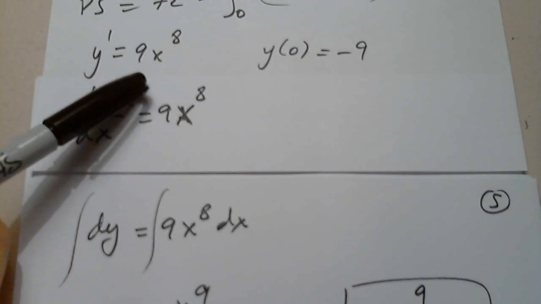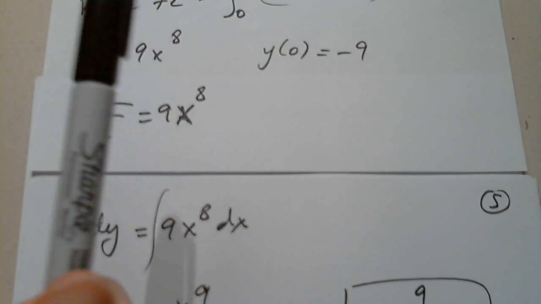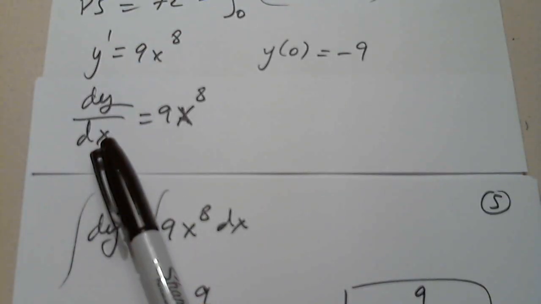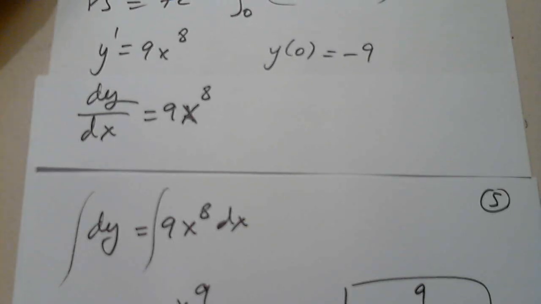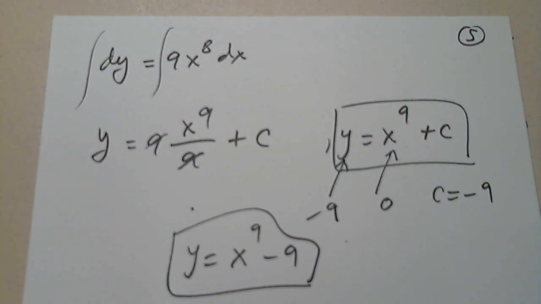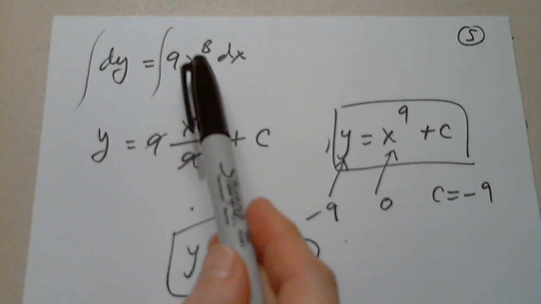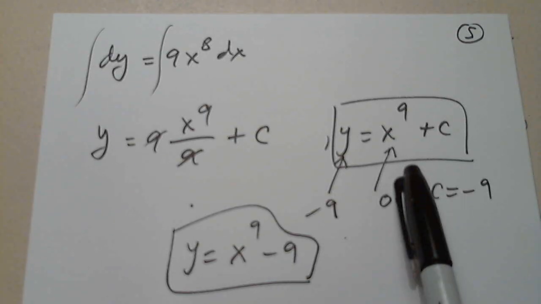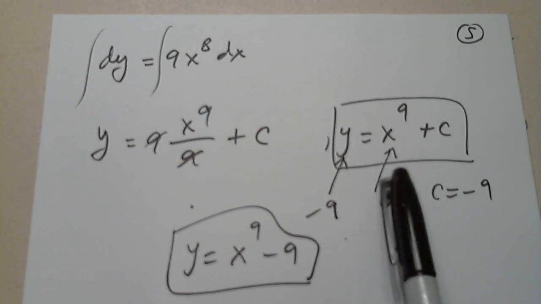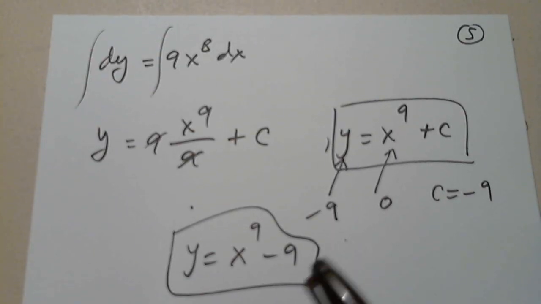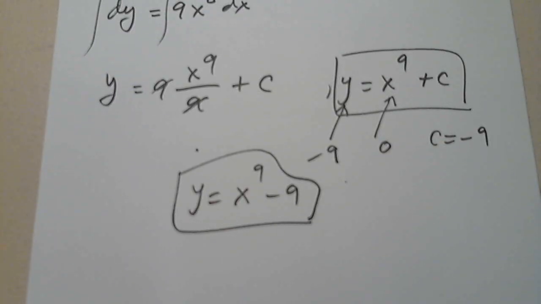So y prime equals 9x to the 8th, and the initial condition is when x is 0, y is negative 9. So we replaced y prime by dy over dx equals 9x to the 8th, and then we multiply both sides by dx, and we already separated the variables, so now we can integrate. y is 9x to the 8th, plus a constant c. We simplify and we get this as the most general antiderivative, and now we have to plug in the point when x is 0, y is negative 9, so c is negative 9. So this is a unique solution.